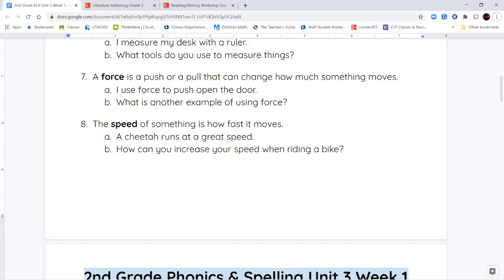Your last vocabulary word for this week is the word speed. Speed is how fast something is moving. So if you're describing a cheetah, you can say a cheetah runs with great speed. Or you can say that the speed of the car was very fast, or a snail doesn't move with great speed, it moves very slow.